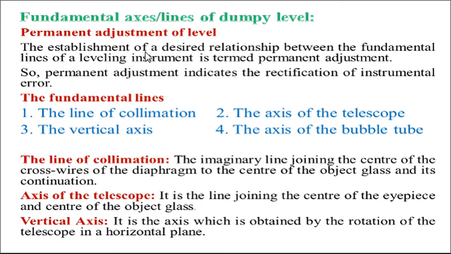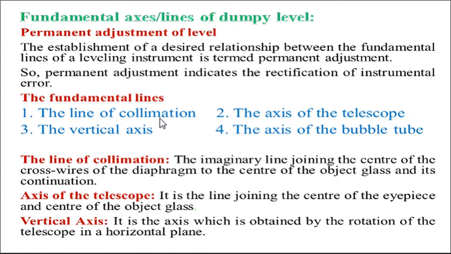The establishment of the desired relationship between the fundamental axes or lines of a leveling instrument is termed permanent adjustment. So permanent adjustment indicates the correction of the instrumental errors. See, these are the fundamental lines or axes of the dumpy level.